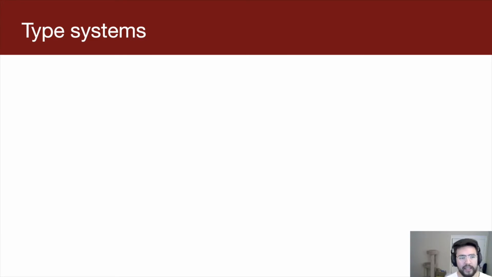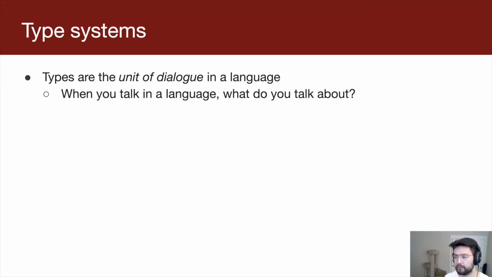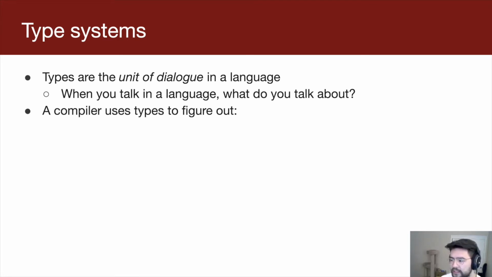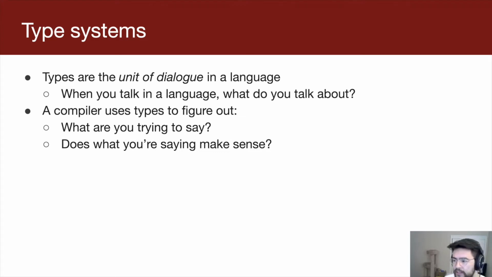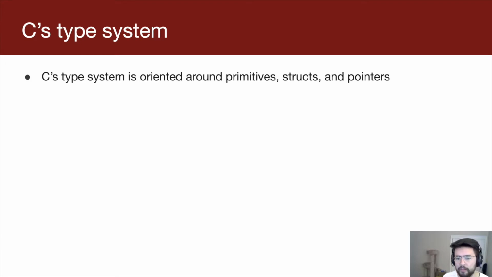And taking a step back, let's talk about what a type system is. Types are the unit of dialogue in a language. When you talk in a language, what is it that you're talking about? And the compiler uses these types to figure out, hey, what are you trying to say? Does what you're trying to say make sense? If you look at the type system of C, C's type system is oriented around primitives, you know, ints, bools, characters, structs, and pointers. I guess functions you throw in here too.